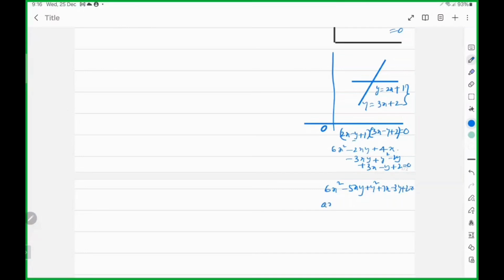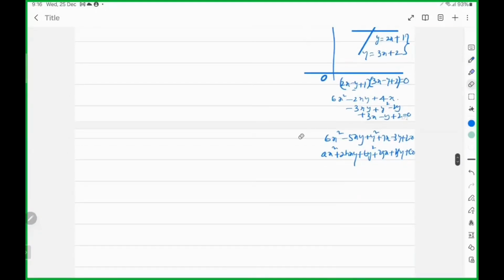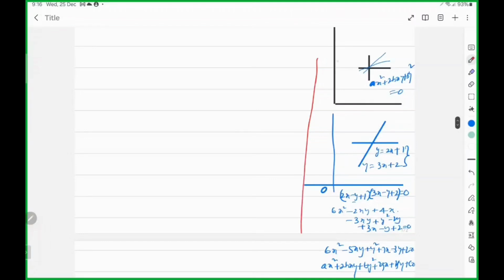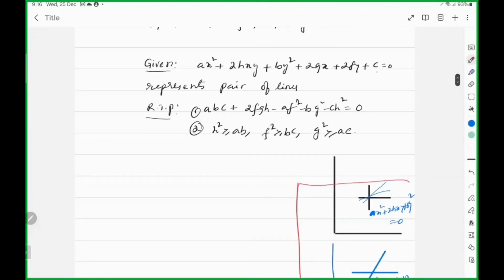That means if lines are not passing through the origin, it can be expressed in the form of ax² + 2hxy + by² + 2gx + 2fy + c. So from an examination point of view, you should not write all this. It is only for understanding purposes. That is why I'm putting this in red. Don't write this in the exam. Only what I want to say is, if there are two lines, they can be expressed in this form.